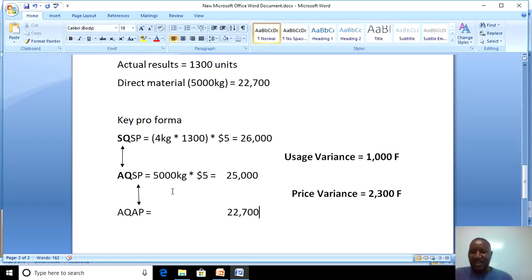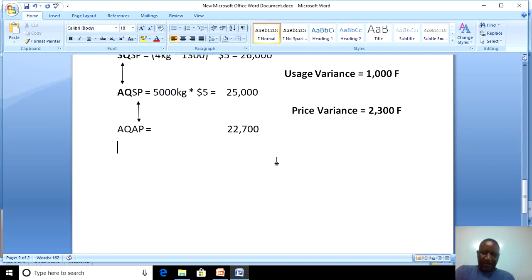So what is key here is for you to remember the pro forma. SQ, standard quantity multiplied by standard price, then actual quantity multiplied by standard price, actual quantity multiplied by actual price, and then get the figures.